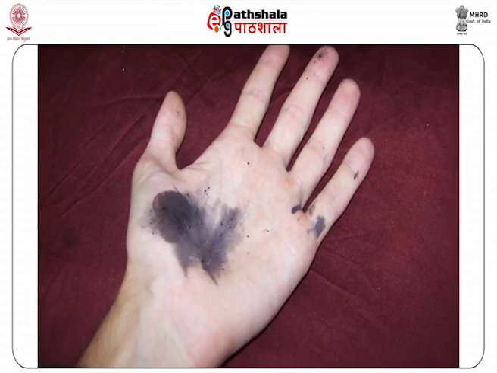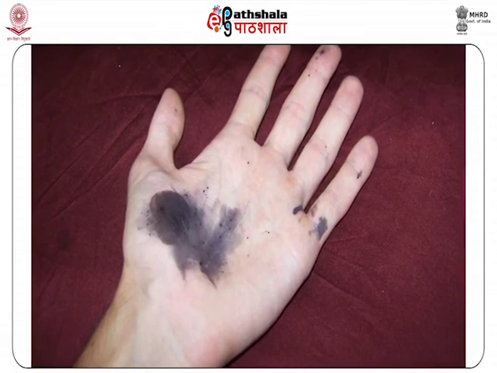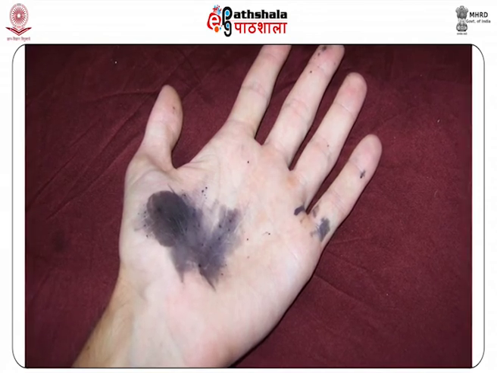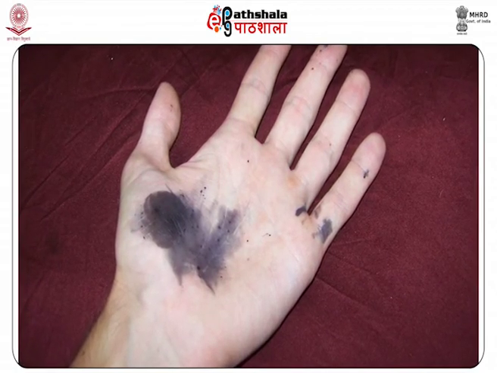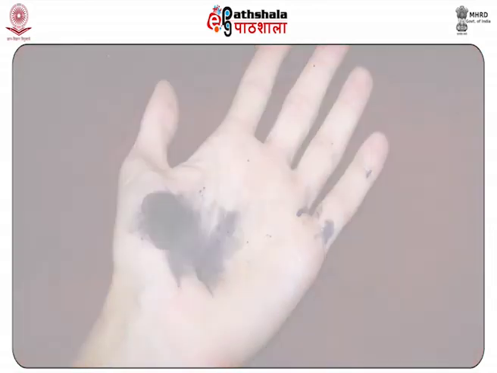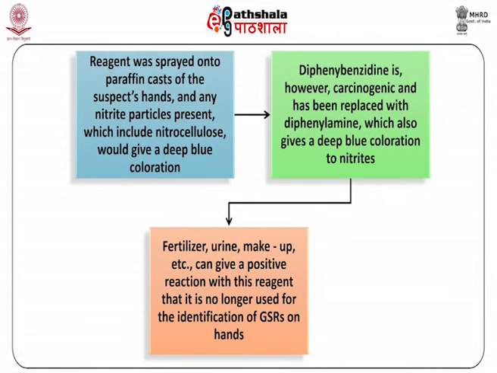Originally, the reagent consisted of a 0.25% solution of diphenylbenzidine in concentrated sulfuric acid. This reagent was sprayed onto paraffin casts of the suspect's hand, and any nitrite particles present, which include nitrocellulose, would give a deep blue coloration.